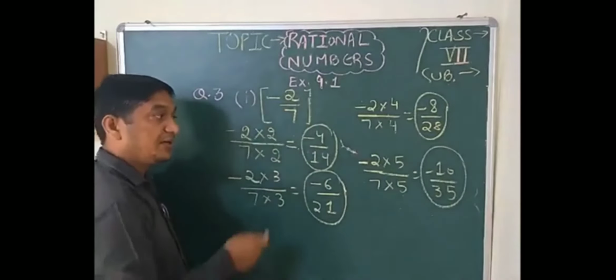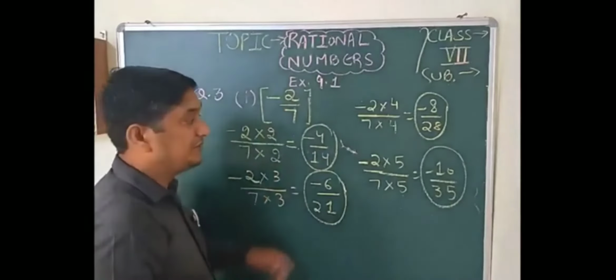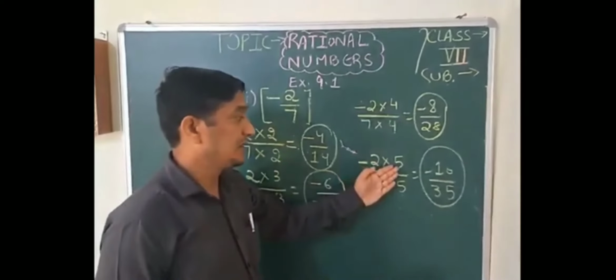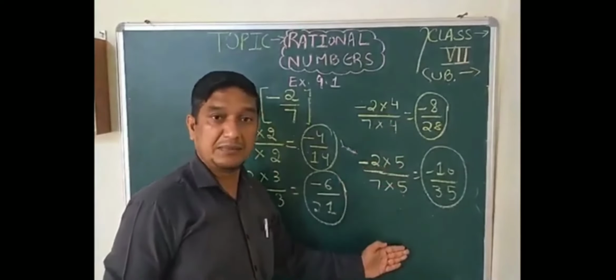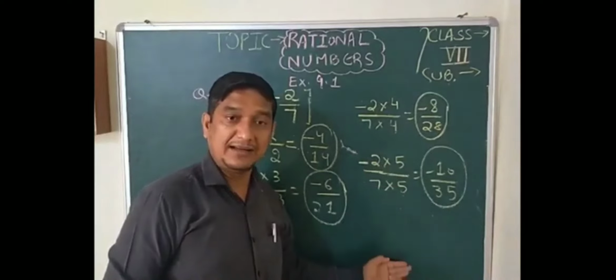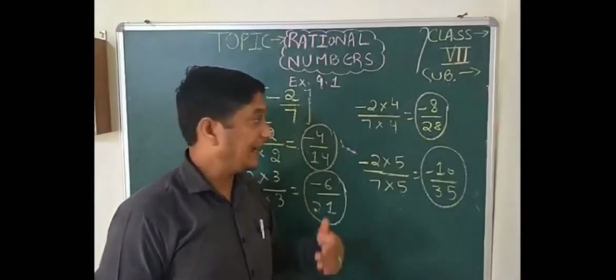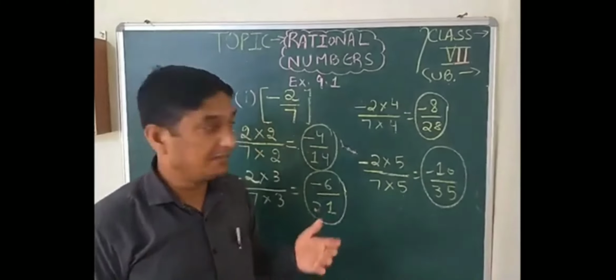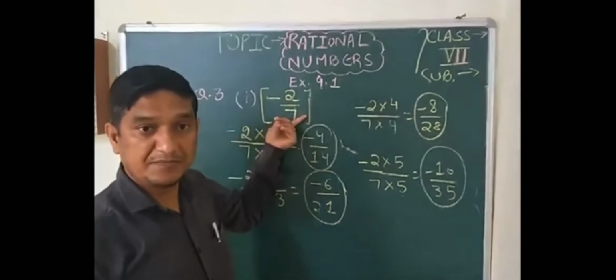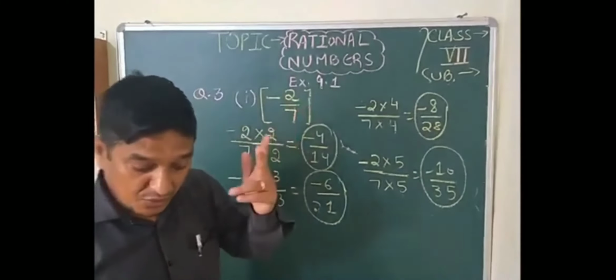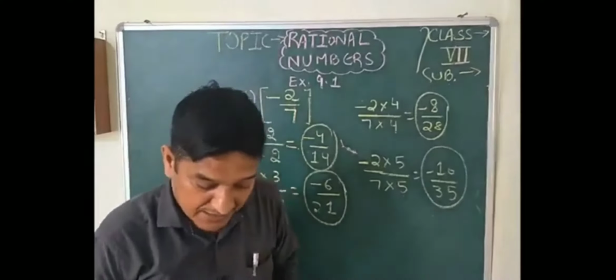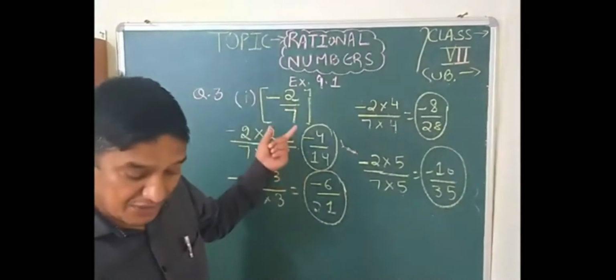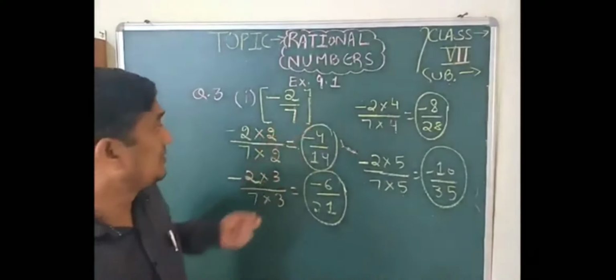So children, if we want to find more than 4, we can continue this by multiplying by 6, by 7, by 8 and so on. You will get n number of equivalent rational numbers of the given rational number. So children, there are 2 more parts. Please try these 2 more parts on your own at home.